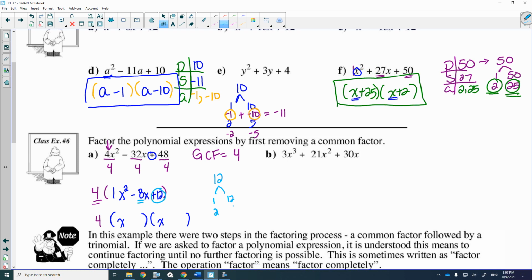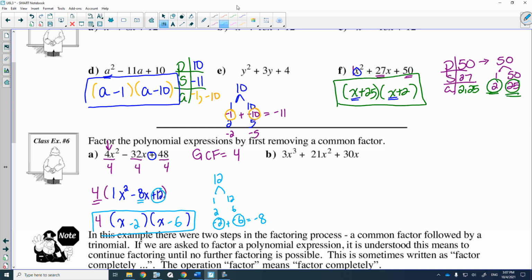12 divided by 2 is 6. And then I'm going to say, okay, I know that 2 plus 6 is 8. -2 and -6 will give me, -2 times -6 gives me +12. But if I sum them, I get -8. So my answer is going to be x minus 2 and x minus 6. I'm going to box that in, and I have completely factored that question.